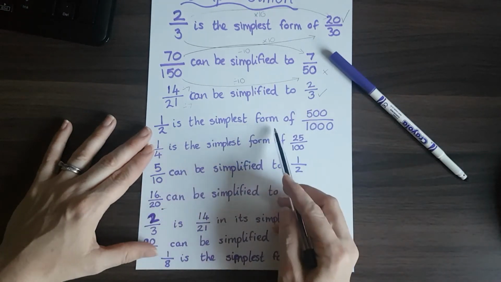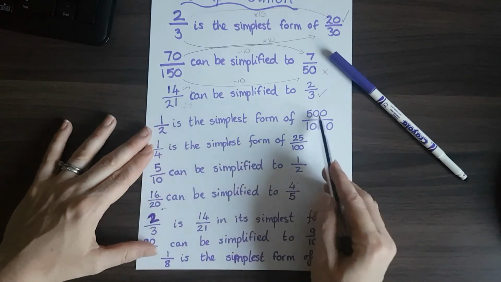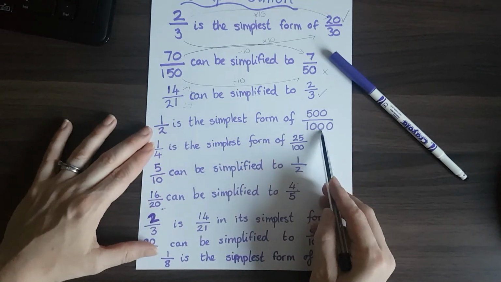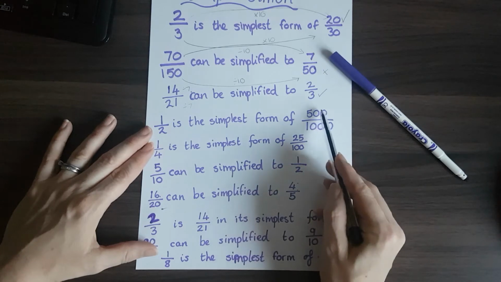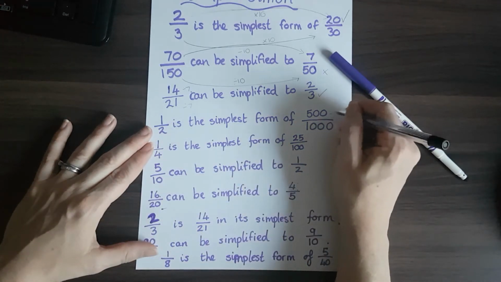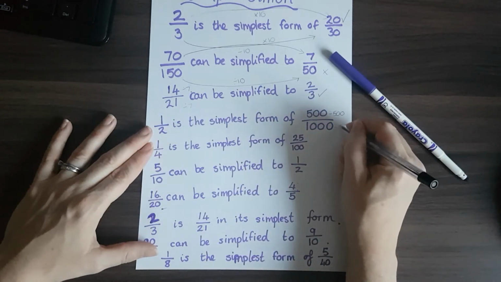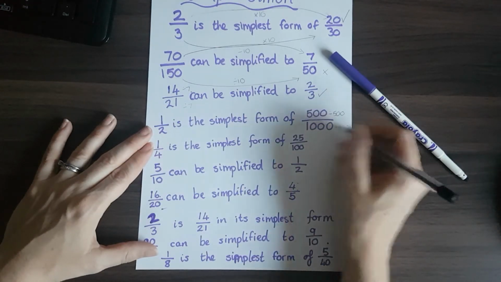Half is the simplest form of 500 over 1,000. So if there's one 500, then yes, there are two 500s in 1,000. So yes, this is a half. You divide that by 500, you get 1. You divide that by 500, you're going to get 2.